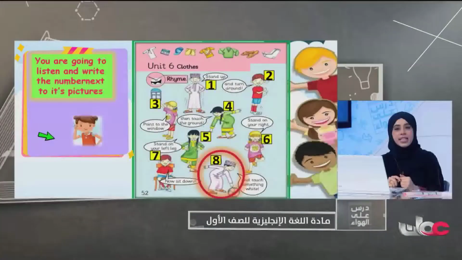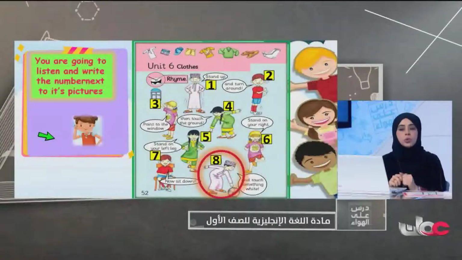Touch the ground. Now I will ask you, who is in picture number six? Can you please look at picture number six? Who is that? Who is in number six? Vicky, very good. What Vicky is doing? What she is doing? Look at her. She is standing on her right leg. Very good. She is standing on her right leg.